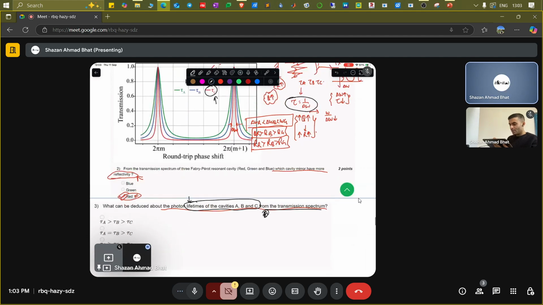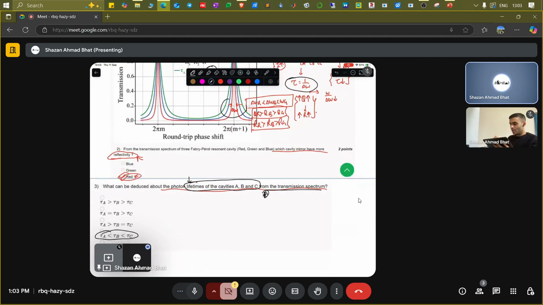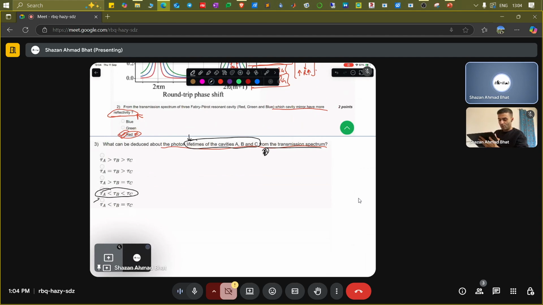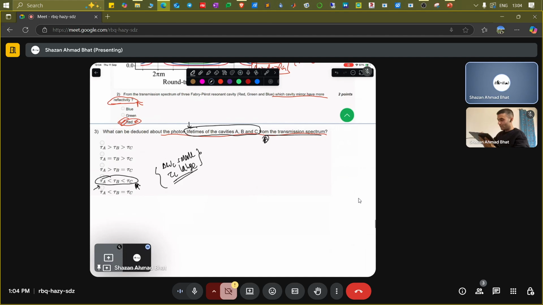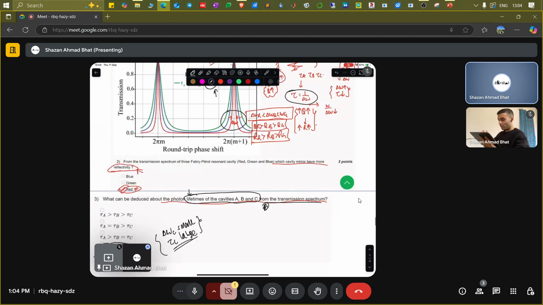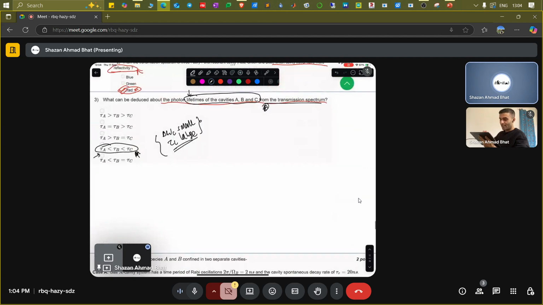So the concept is it's inversely proportional. Obviously, it's inversely proportional to this. So the broader this means shorter time period. That means tau A will be smaller and tau C will be larger. Why? Because delta omega C is small. That means tau C will be large. I guess we had earlier done it in the similar fashion. It's inversely proportional, obviously. I got confused with something else. But yeah, that is the answer of this question.